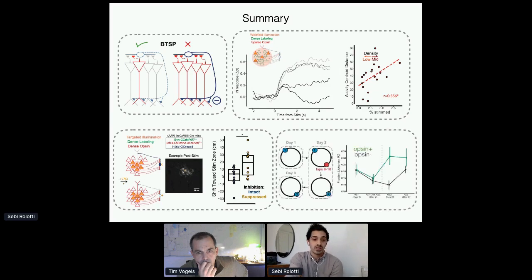And then finally, we took advantage of these results to overrepresent place fields at a reward location and found that we could bias learning at that location, demonstrating the importance of existing place field representations in driving spatial navigation.